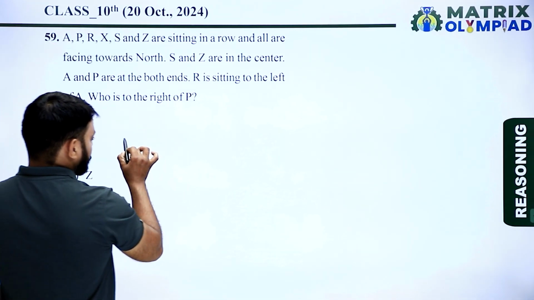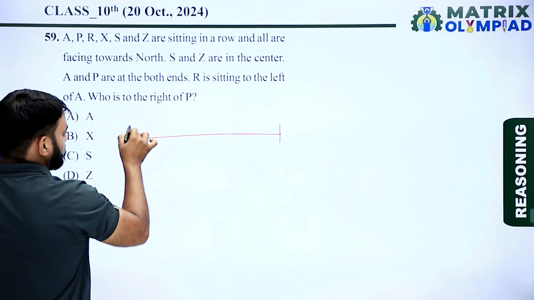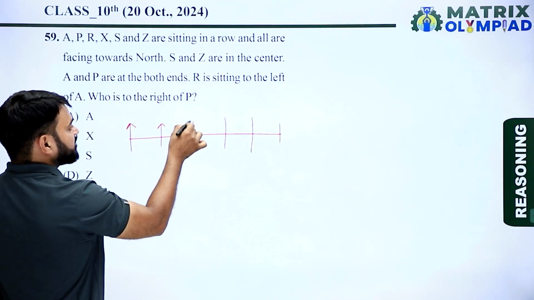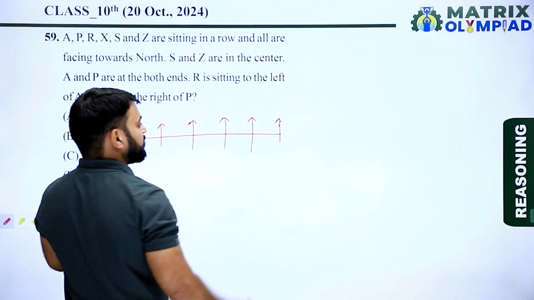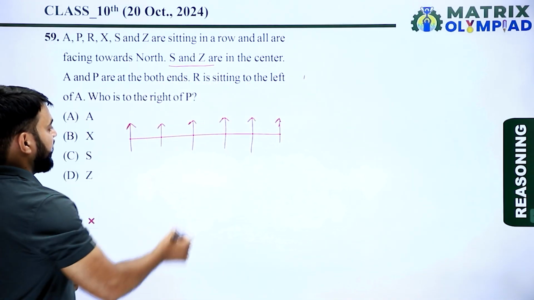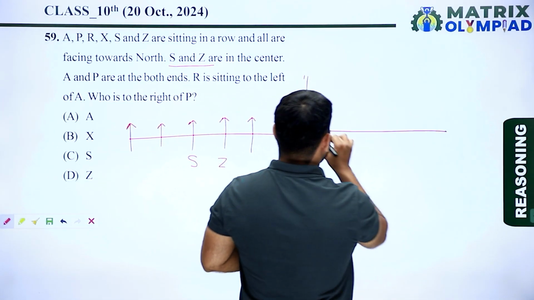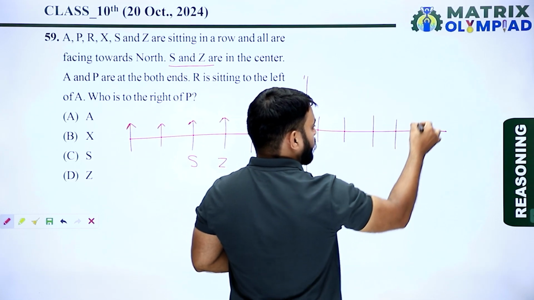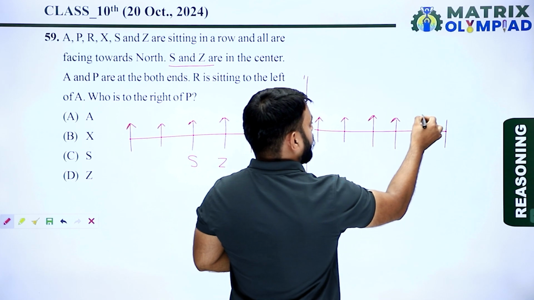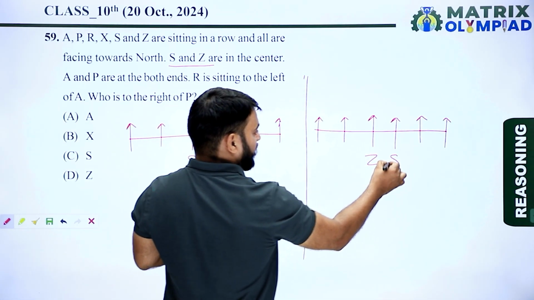So now, 6 persons are sitting in a row: 1, 2, 3, 4, 5 and 6, and all are facing towards north. Everyone's face is in the north direction. Okay, now the information is S and Z are in the center. S and Z, here S is and here Z. Maybe the second condition can also be possible. If S is here then Z, and if Z is here then S will be here.